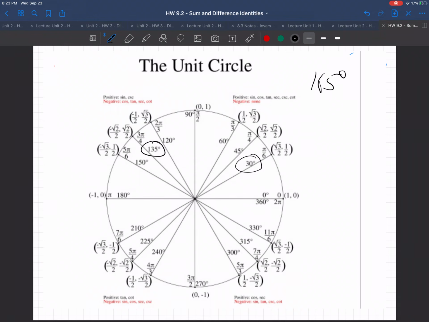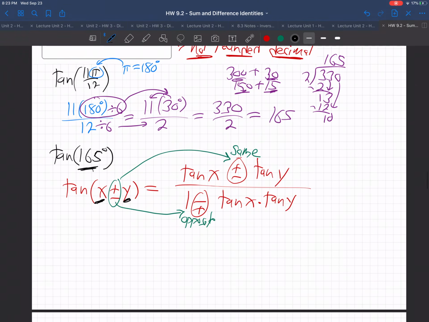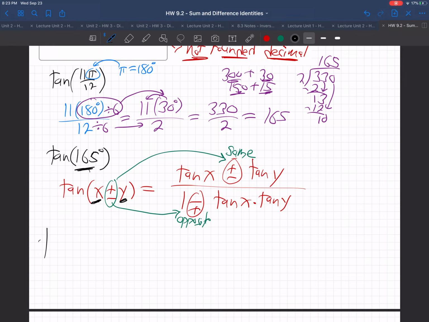That would do it. That'd make 165. So I'll just do that: 135 plus 30. All right, there's probably a lot of other ways you could have done it as well. So I'm going to make this the tangent of 135 plus 30. That's our 165, isn't it?